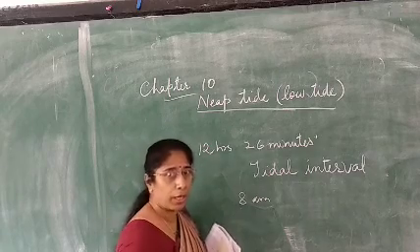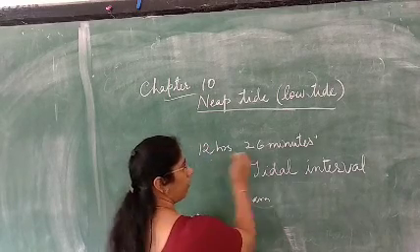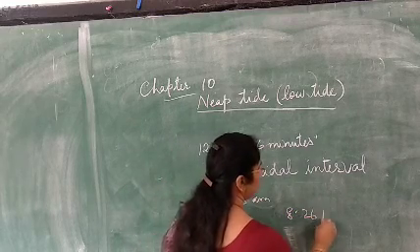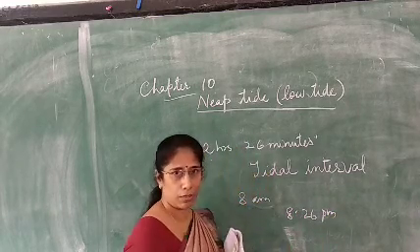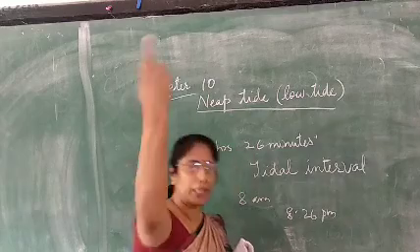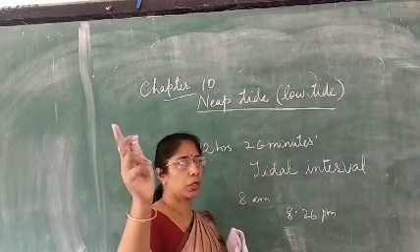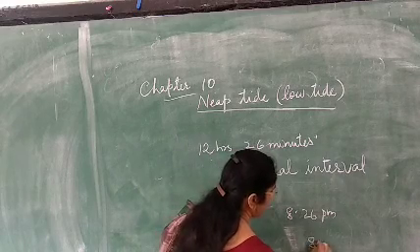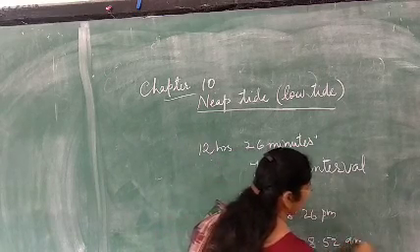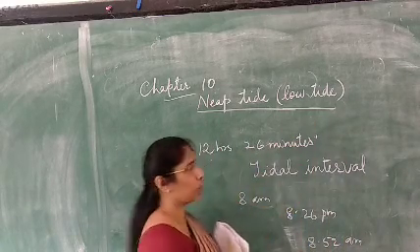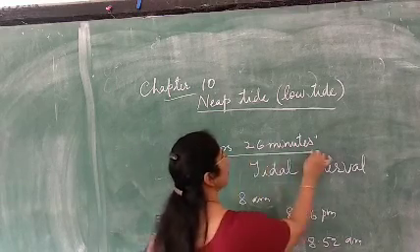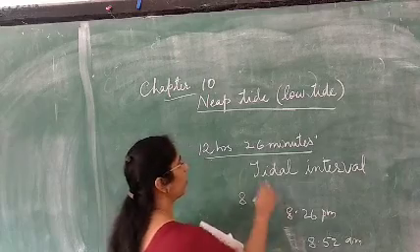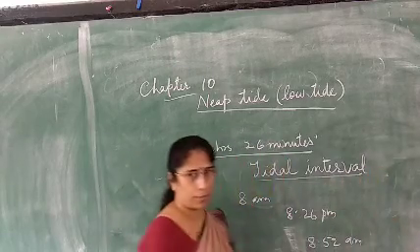So 8 a.m. high tide occurred. When will be the next high tide? After 12 hours 26 minutes. That is 8:26 p.m. the next high tide will take place. When will be the next one? Again 12 hours 26 minutes. That means 8:52 a.m. tomorrow morning. So this is the time difference between two tides. What is it called? Tidal interval.